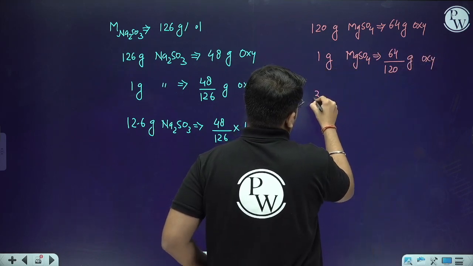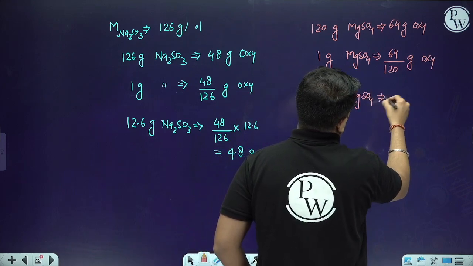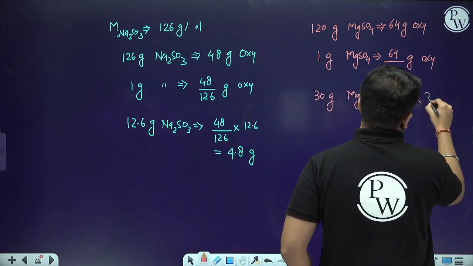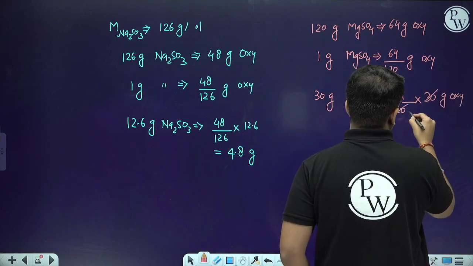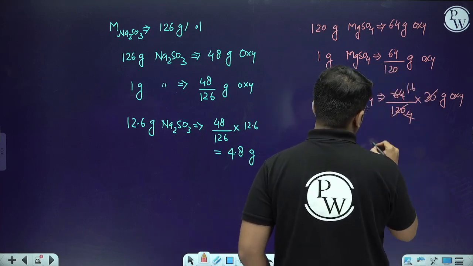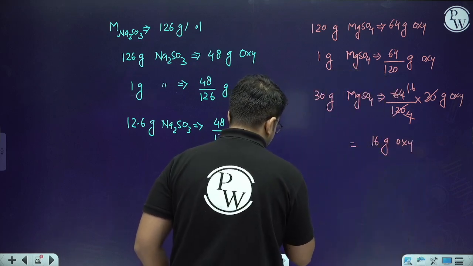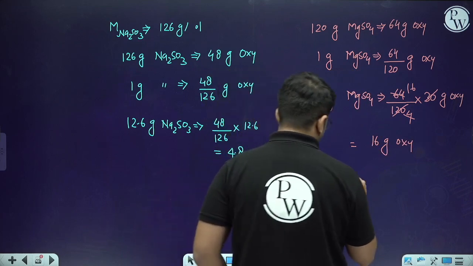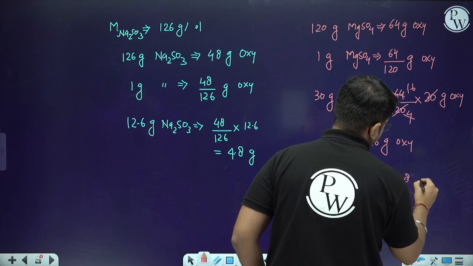It means 30 gram of MgSO4 will contain 64 divided by 120 multiplied by 30 gram of oxygen. So if you solve this, this will be 16 gram of oxygen. Now total oxygen will be 4.8 plus 16, that will be 20.8 grams.